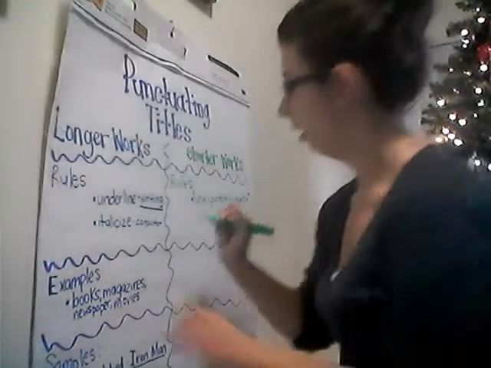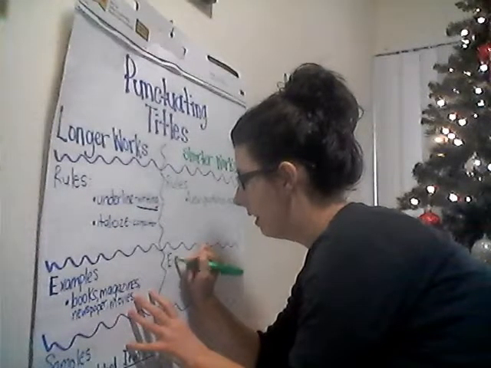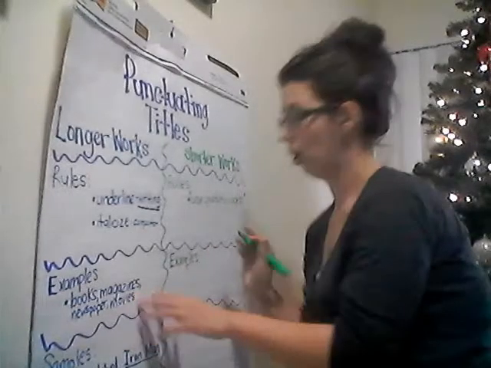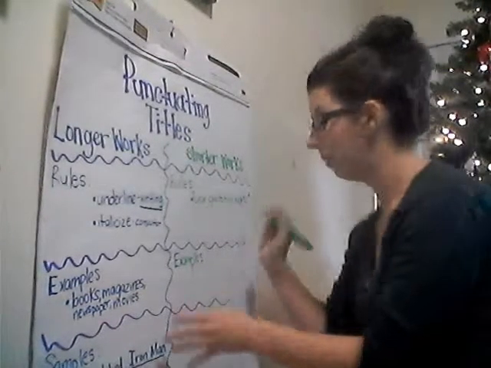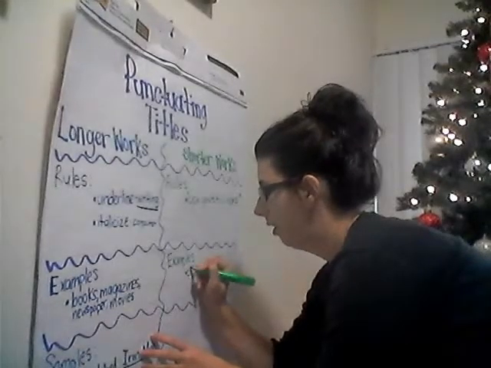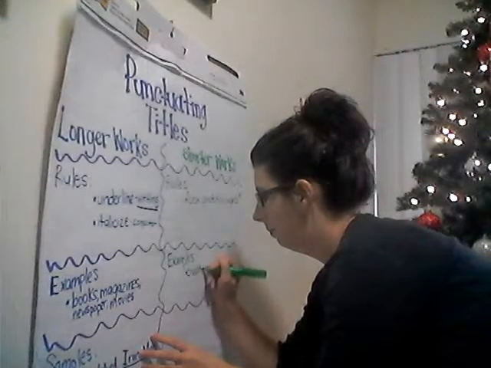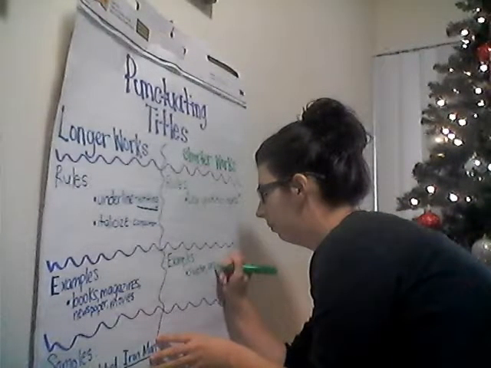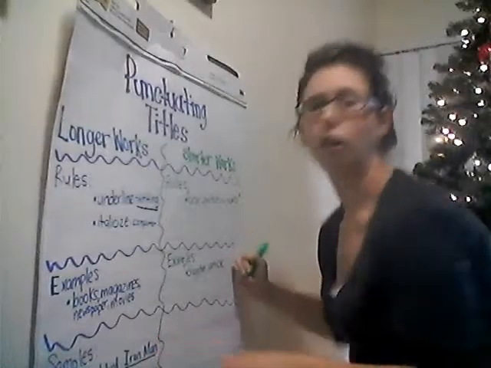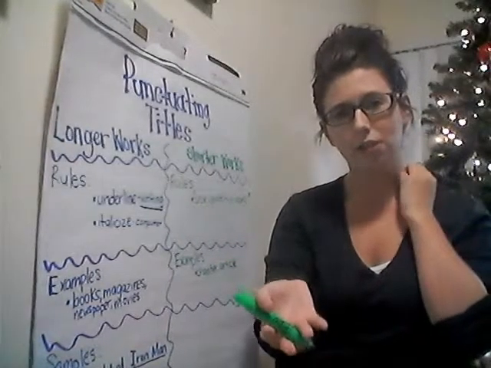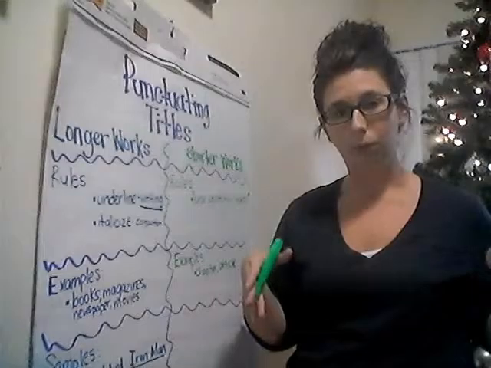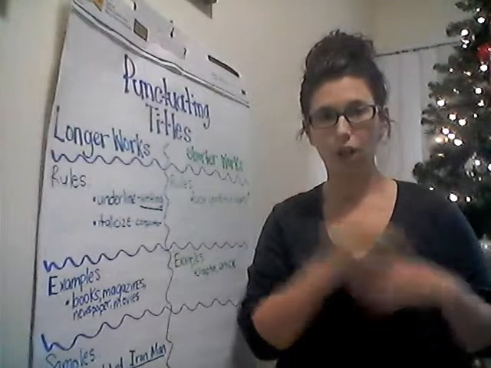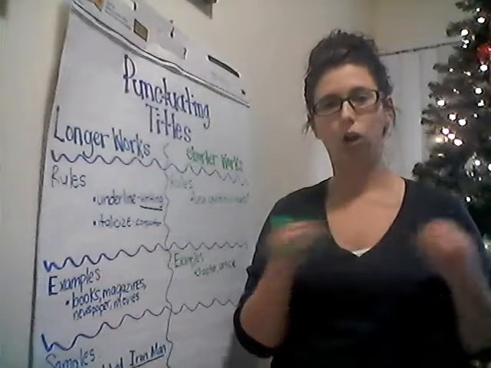Pause if you need to. Examples. If you're not sure what a shorter work is, it could be a chapter. It could be an article. An article could be like our passages that we used for our comparison chart, the election ones, tornadoes and earthquakes. Those are articles. They're not in a large book.